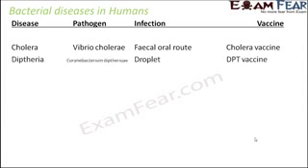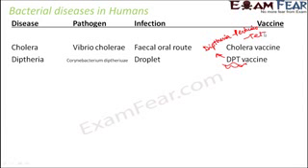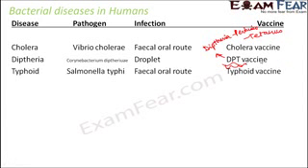Diphtheria is caused by Corynebacterium diphtheriae. Infection spreads through droplet infection, and the vaccine which is available is the DPT vaccine. Now DPT stands for diphtheria, pertussis, tetanus. In fact, the same vaccine is useful to prevent tetanus as well. So this is like one vaccine for all the three of them. Next is typhoid. Now typhoid is also known as enteric fever.